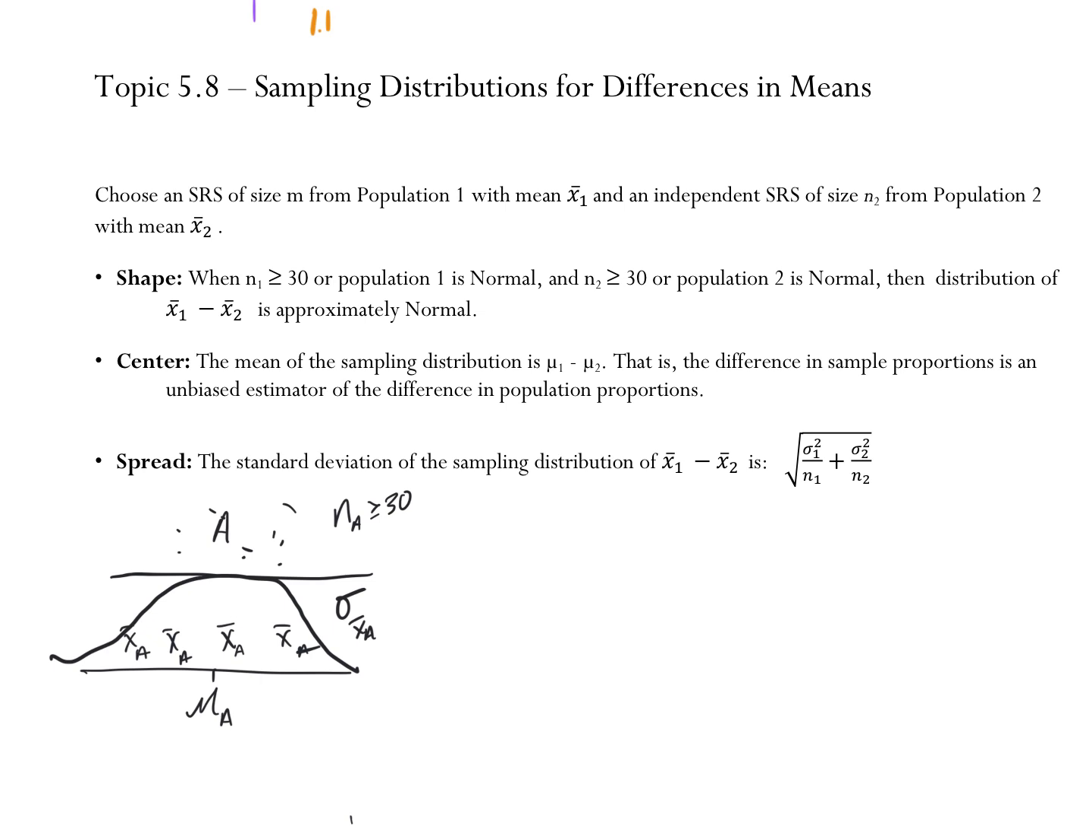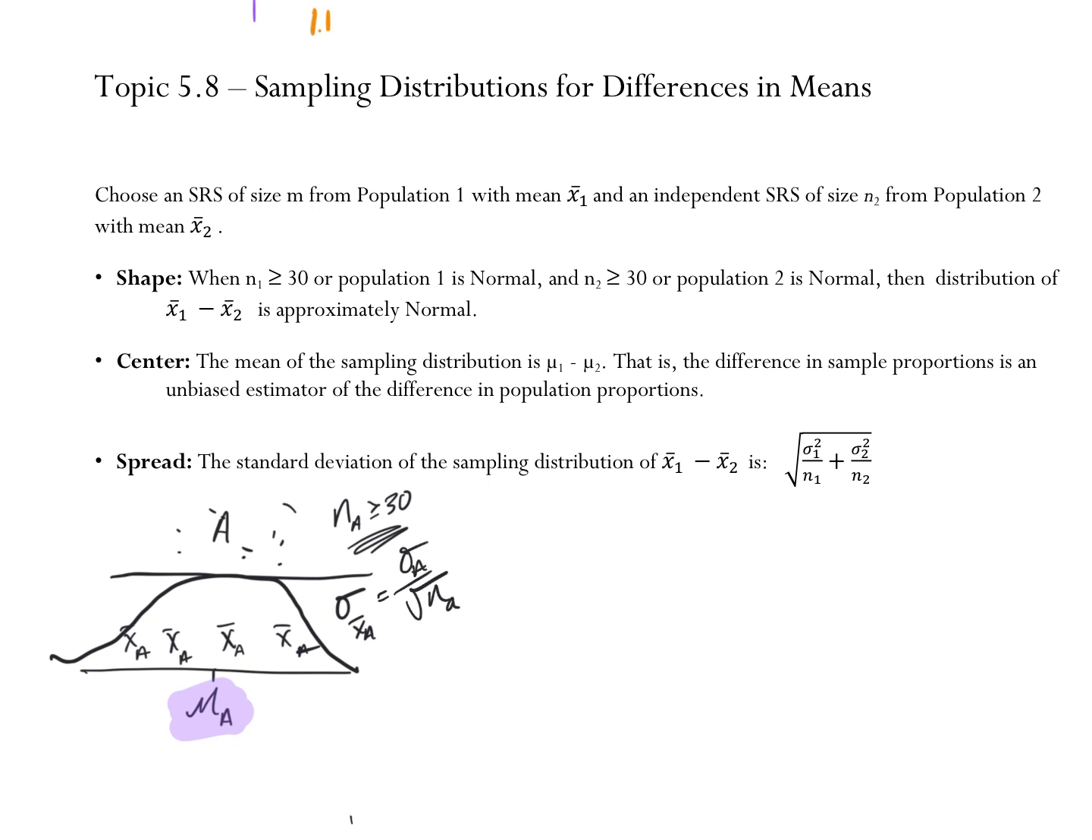So we're talking about if I have population A and I take samples from population A, they'll be normal if my sample size is greater than 30. The mean of those sample means from population A would be the mean of population A. And the standard deviation would be the standard deviation for population A divided by the square root of the sample size.